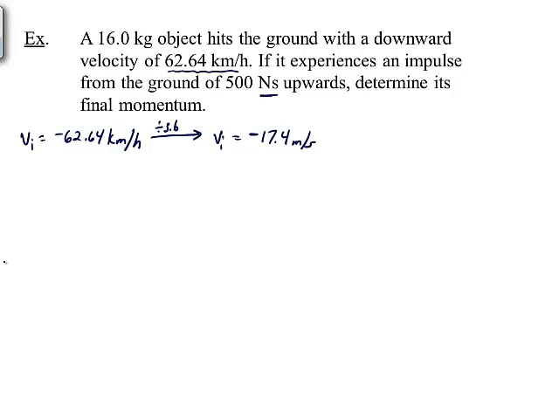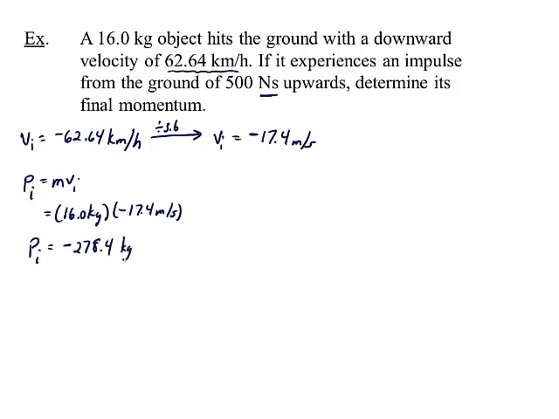So we want to calculate the final momentum. Well, let's calculate the initial momentum first. Mass times initial velocity. Mass 16.0 kilograms times 17.4 meters per second down. And we get the initial momentum, negative 278.4 kilogram meters per second.